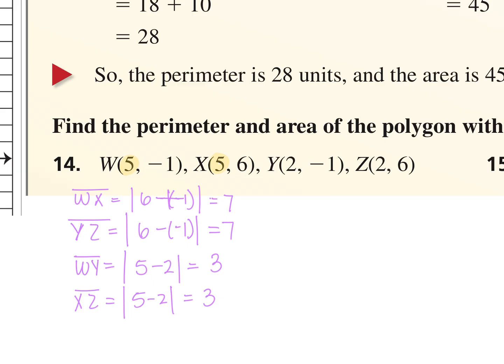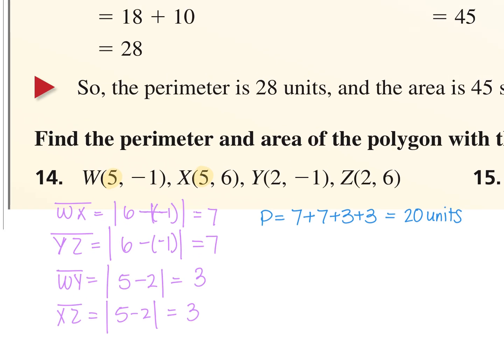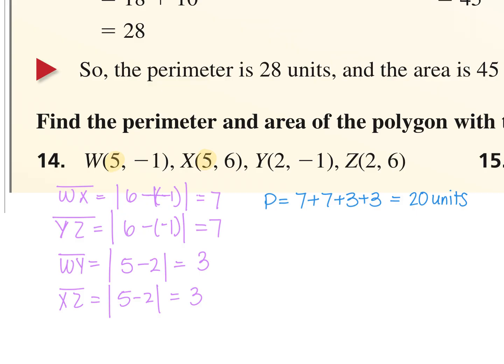Okay, so looking at it, finding my perimeter, I'm adding 7 plus 7 plus 3 plus 3. If you add correctly, your perimeter is going to be 20 units. Now I have to do my area. Area equals base times height, which is 7 times 3. And I'm going to get 21 units squared. Don't forget that square. Perimeter is 20 units. Area is 21.